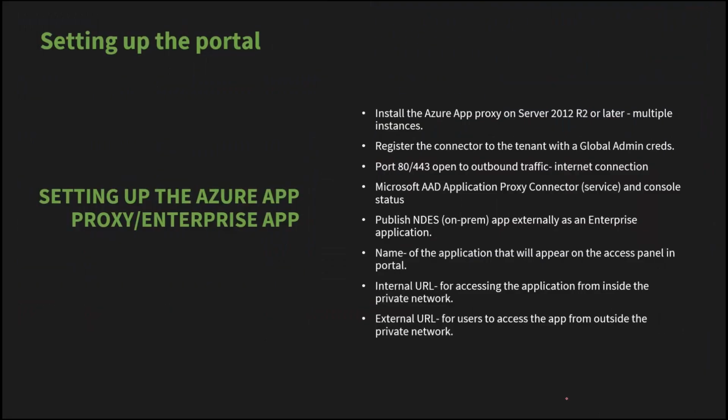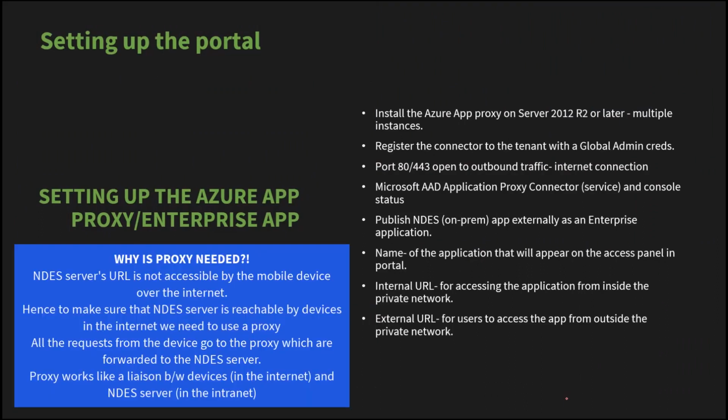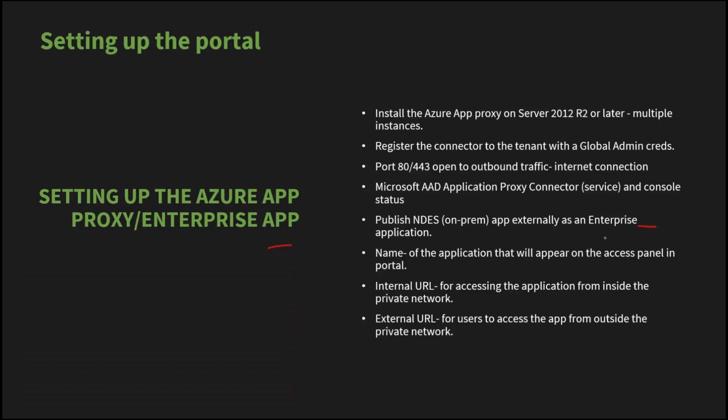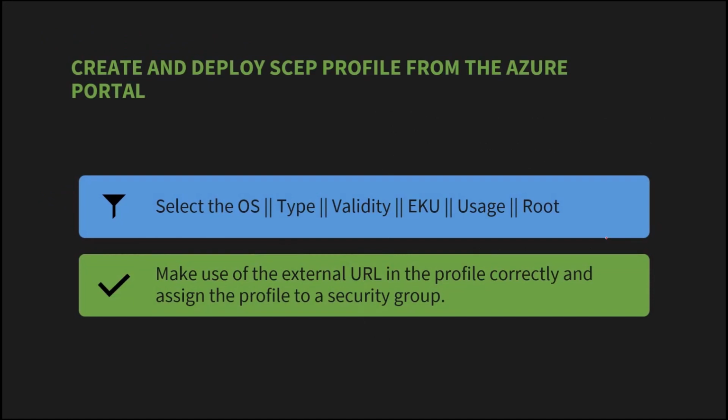Now, once this on-premise setup is done, we have to set up the Azure App Proxy, because the request from the internet cannot directly reach the NDES server. There is a man in the middle, which is the proxy, which is accessible over the internet. So the devices reach out to that proxy, and that proxy forwards the request to the NDES server. We have to download and install the proxy connector on one of the servers as well, which should have internet connectivity, because the proxy is going to talk with the Azure service, just like the connector was talking with the Intune service. And we have to publish this proxy as an application in the Azure portal, which we are going to see in the demo. When all that is done, we just have to create a SCEP profile and deploy it to the device.